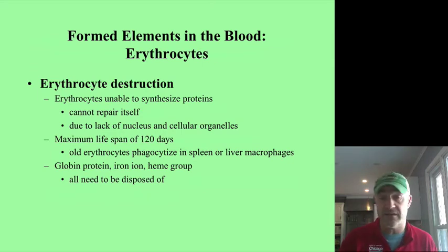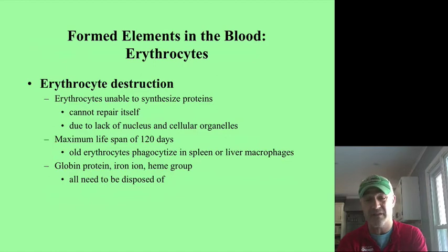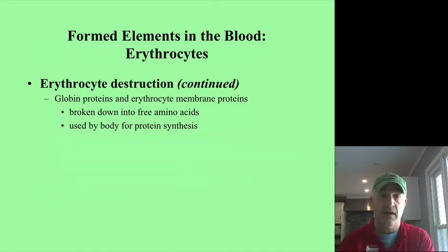As I've said before, these cells can't repair themselves. They don't have a nucleus. They don't have a lot of these organelles. Because of this, they have a lifespan. It's about 4 months. And what we're going to see is these old erythrocytes are broken down in the spleen and liver and taken back up. We recycle parts of it and dispose of other parts. The globin proteins and certain membrane proteins are broken down and reused for protein synthesis.